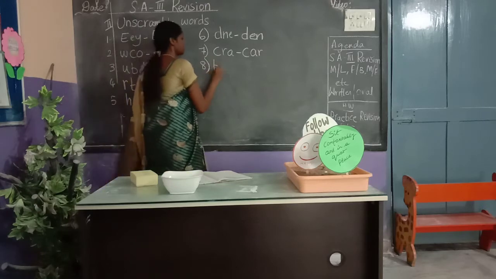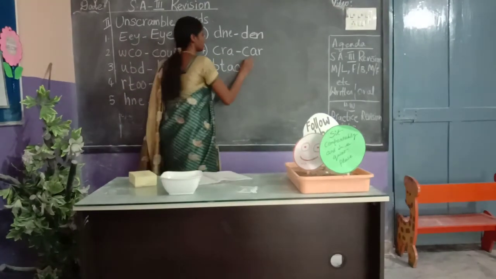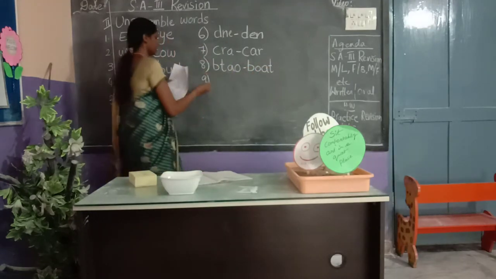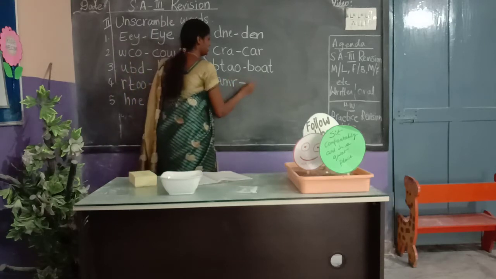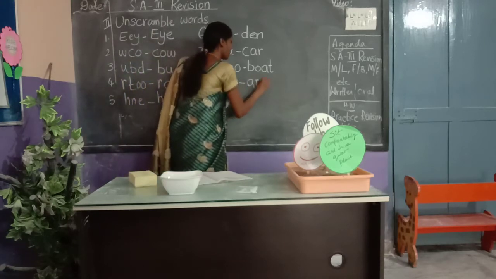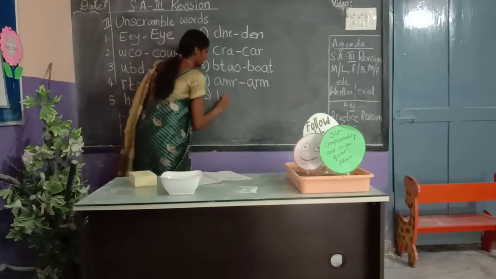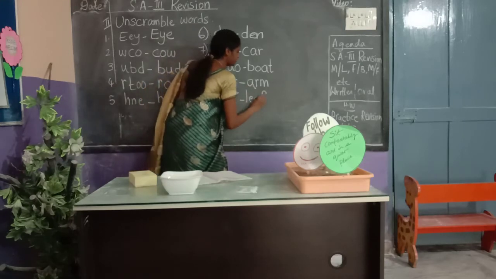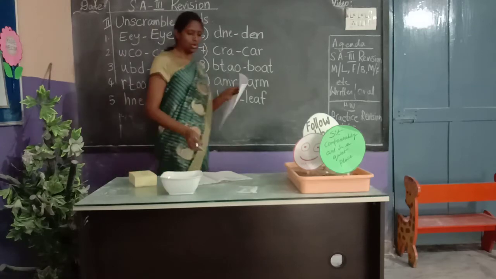A-B-T-O-A. Can you tell me what is the correct word? B-O-A-T, boat. Ninth one, A-M-R, A-R-M, arm. Tenth, L-A-E-F, L-E-A-F, leaf. Okay, so these are the unscramble words.